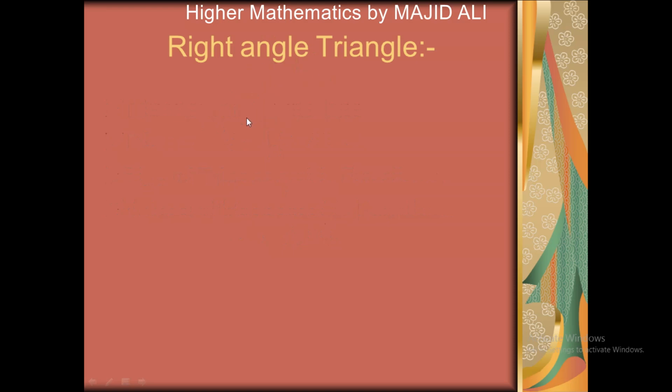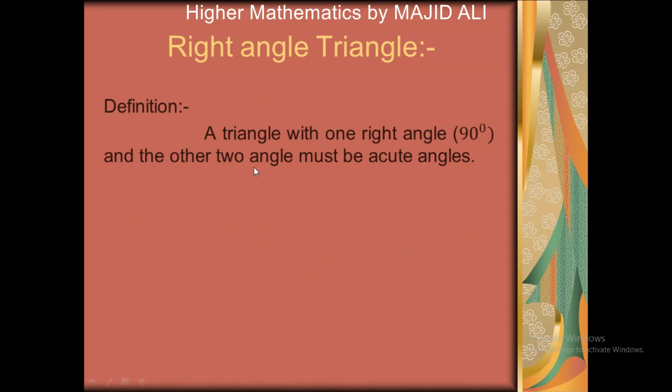As in the previous video, you have to remember that there are two fundamentals of trigonometry. First is angle, second is triangles. In the first lecture we covered the angle. Now here is the second fundamental of trigonometry, that is the triangle. And we are studying the right angle triangle here.